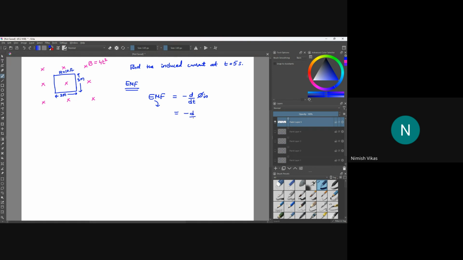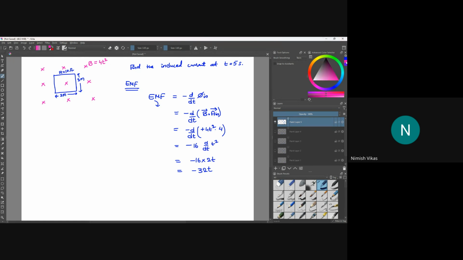So, minus d by dt, phi in is B bar dot A in, area vector A in, right? So that is it. B bar is 4t square. A in area, magnitude of area is 2 into 2, 4 meter square. Direction of area is inwards. Magnetic field is also inwards. So you're going to get plus 4t square into 4. So you get minus 16 d by dt of t square, that is minus 32t. That is the EMF.